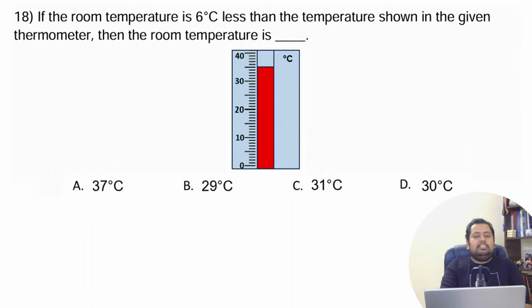And now we move to question number 18. If the room temperature is 6 degrees centigrade less than the temperature shown in the given thermometer. So if you see in the thermometer, some temperature has been shown. You have to read that, and the room temperature is 6 degrees less than the temperature being shown in the thermometer, right? Then what is the room temperature? That is what you need to find out. It is a simple subtraction problem. Solve it, and then we meet on the other side.